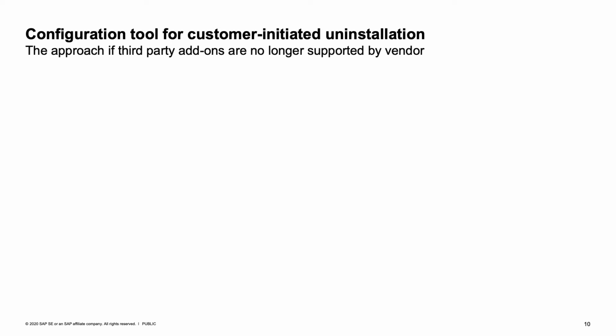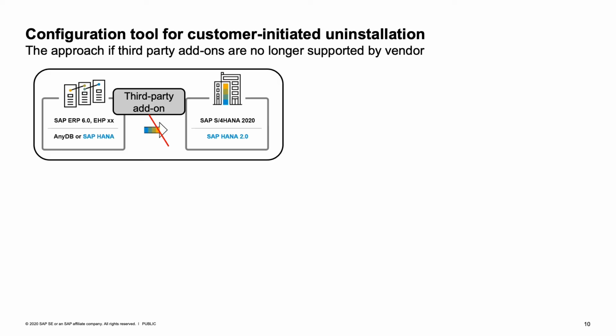That's a severe case, especially if the third-party vendor is not able or not willing to provide an updated version or at least an attribute change package telling the software update manager that this add-on may run on 2020, so you have a full stop. What to do then? For this, we have a new approach, what we call the configuration tool for customer-initiated uninstallation. Again, it's only for this specific case where there's no way that the third-party vendor provides an update for you. So now you can consider to uninstall the add-on.